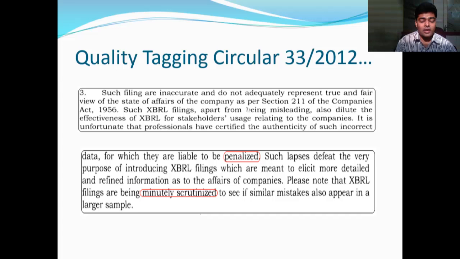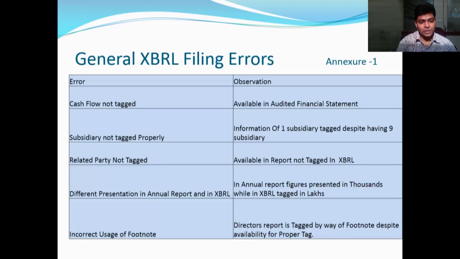And now the Ministry of Corporate Affairs is minutely scrutinizing the XBRL files of companies, and if mistakes are seen in the files, then 100% from this year onwards the professional will be penalized for the same. And these are the general filing errors.